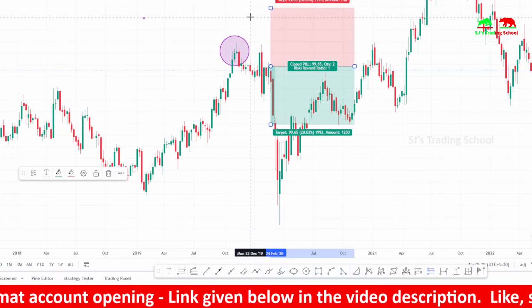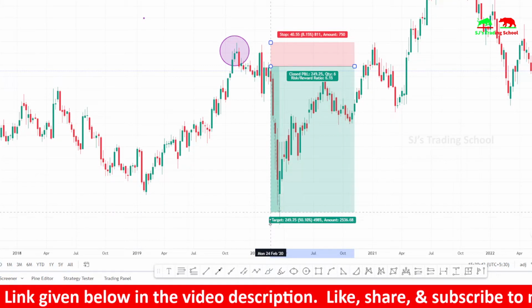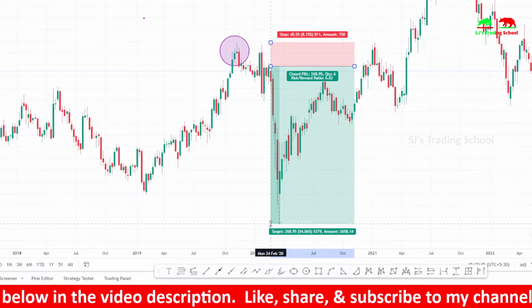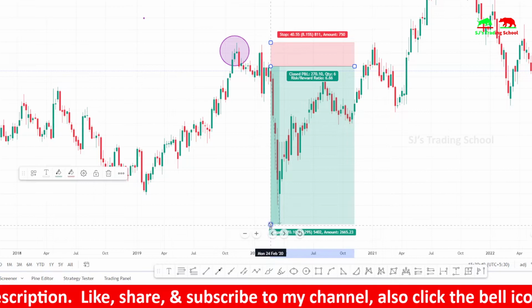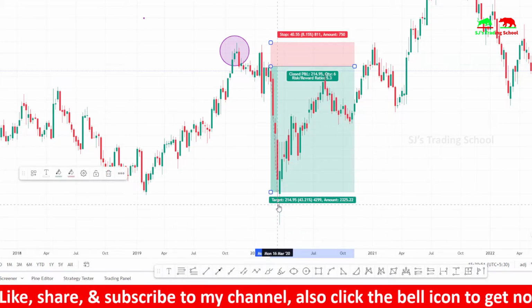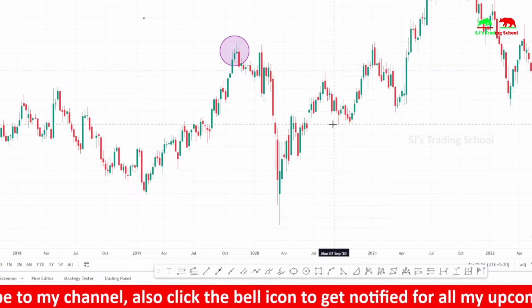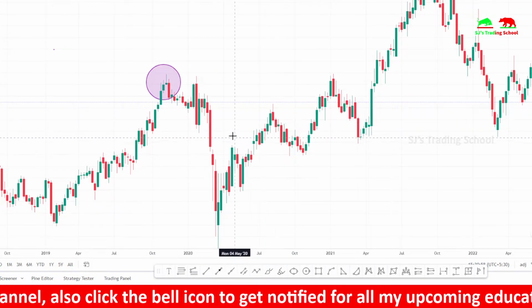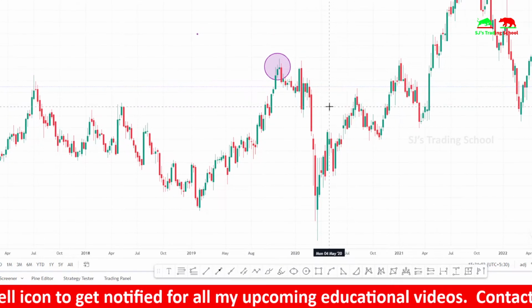Once you can take an entry here after a bearish candle is here and your stop loss. Almost it has given a maximum of around 1:6.5 ratio. So this is one of the things. This is how you should keep your risk to reward.